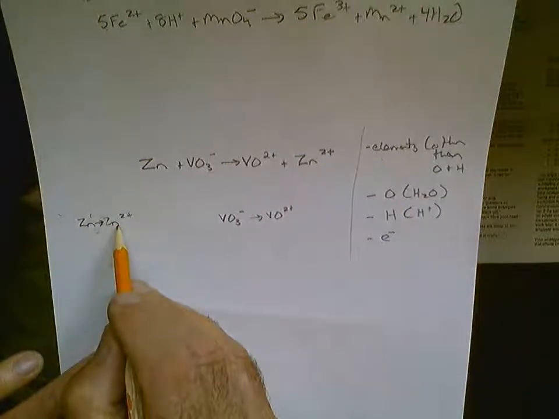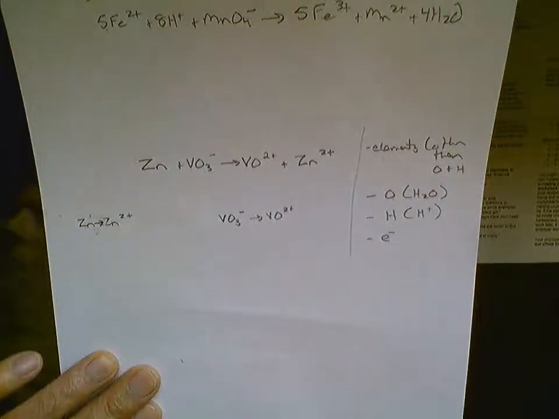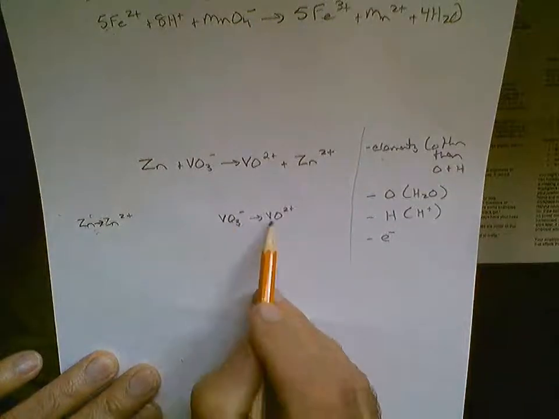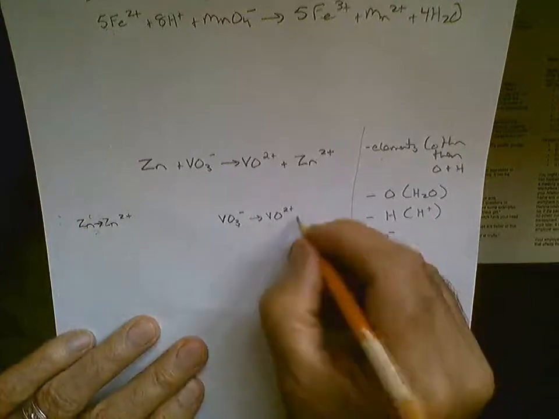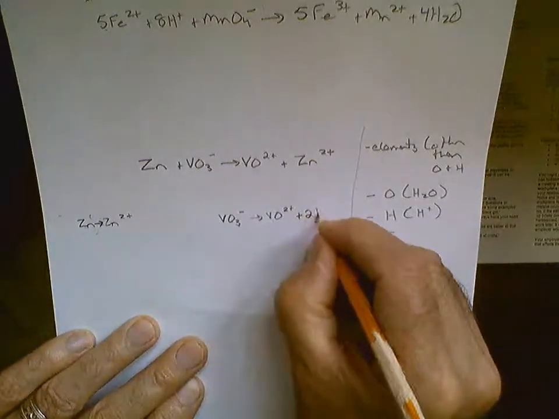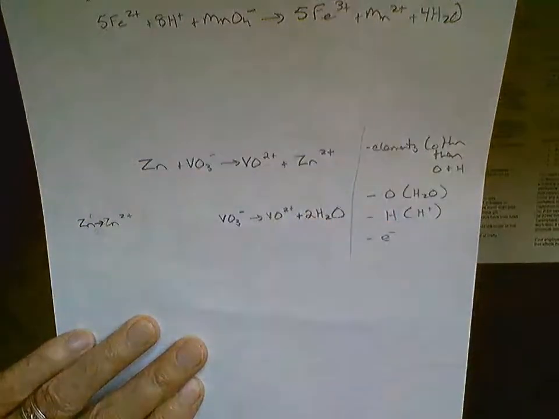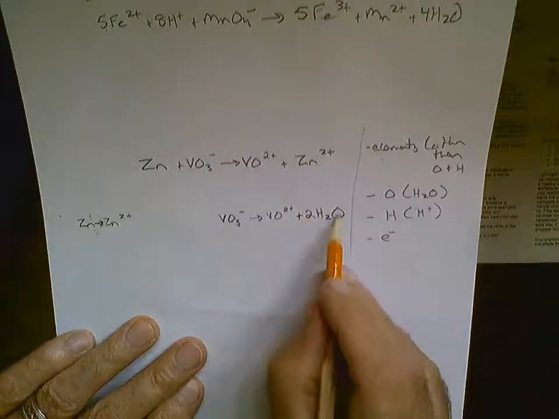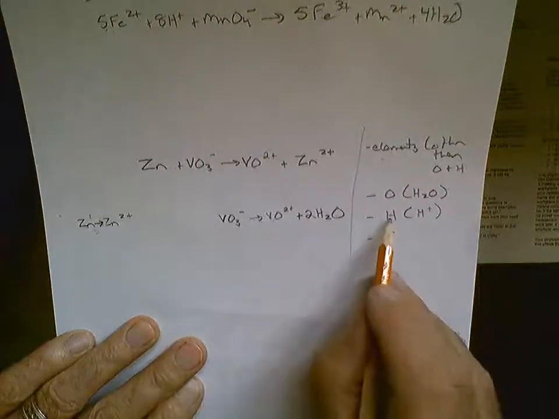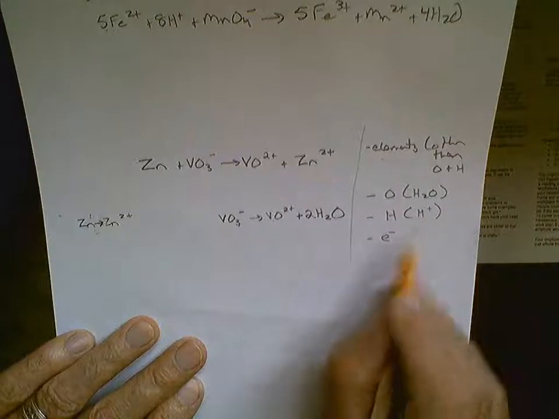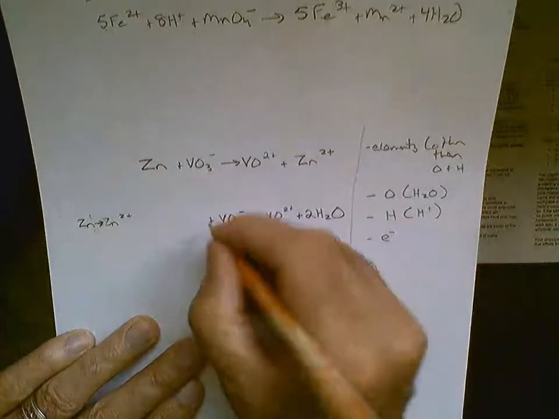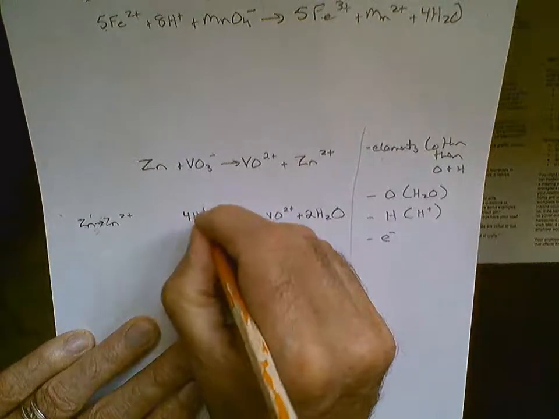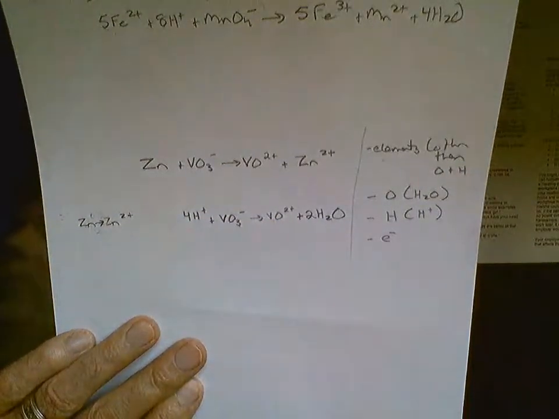No oxygens here, no oxygens here, easy. 3 oxygens here, 1 here. I need 2 more oxygens. What you're going to use to balance your oxygens is water. So I'm going to use 2 H2O to give me 2 oxygens. Now I have to balance hydrogens using H+. I have 2 times 2 is 4 hydrogens. And now I have 4 hydrogens.